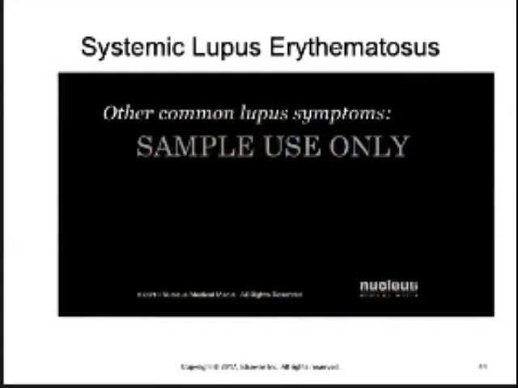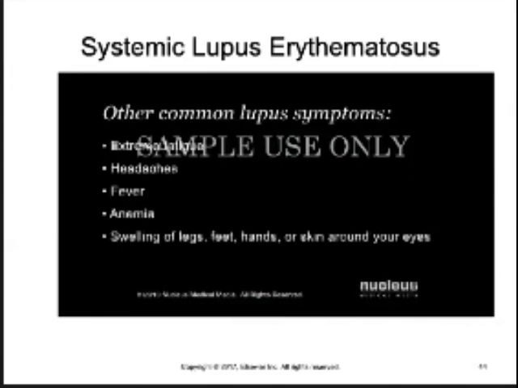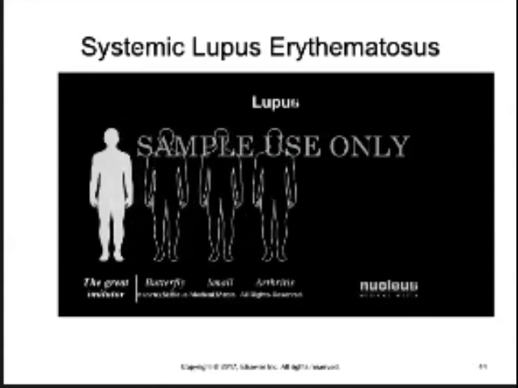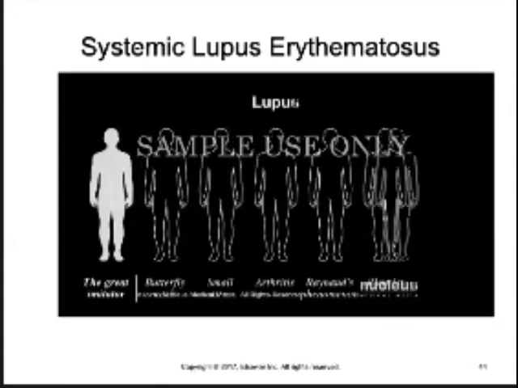Common symptoms of lupus include extreme fatigue, aches, fever, reduced number of red blood cells in your blood called anemia, swelling of your legs, feet, hands, or skin around your eyes, pain and weakness, and hair loss. Lupus is sometimes called the great imitator because its many symptoms are found in other health problems.